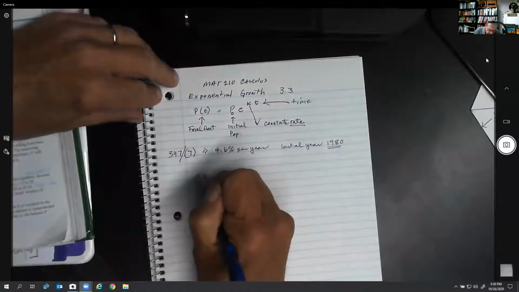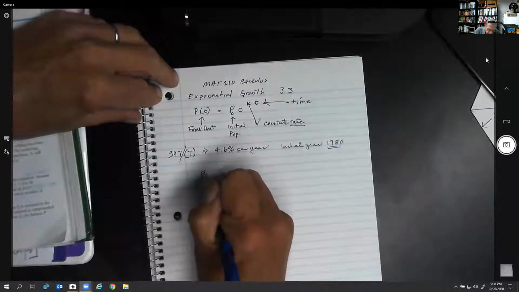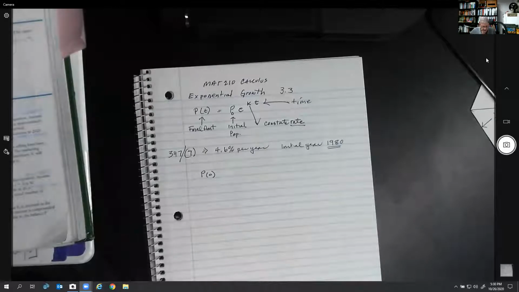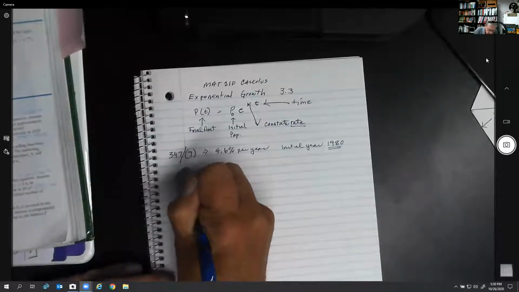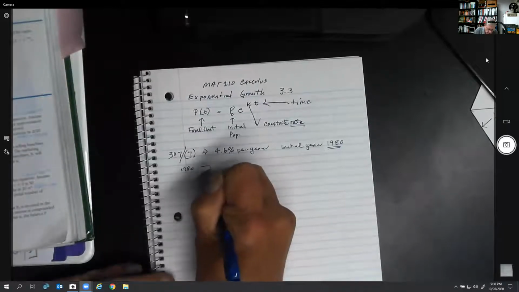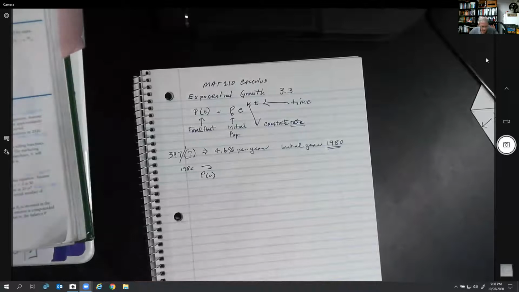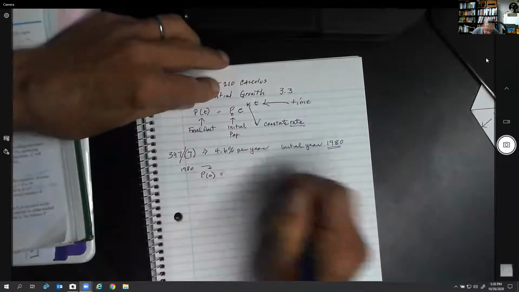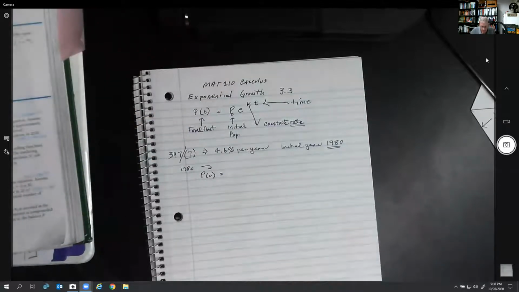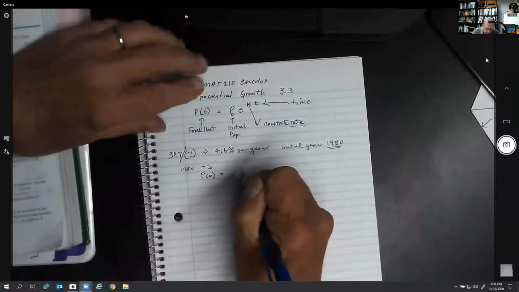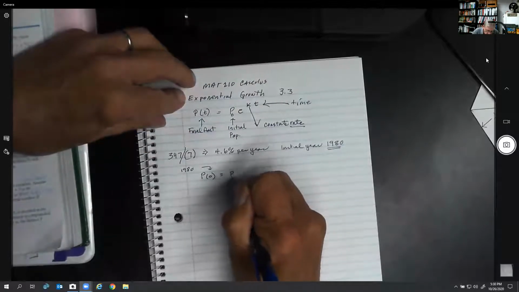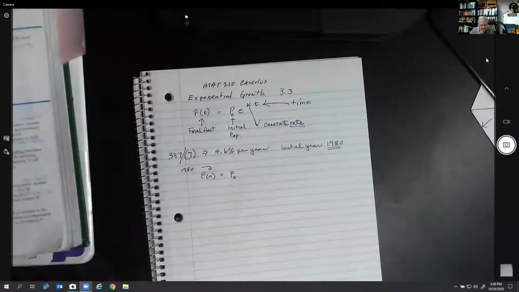So we're going to say the population in year 0, which is 1980, but we're going to just put a 0 here to start off with, is equal to the initial population. We don't know what that is. We're writing a general formula. We didn't know how many patents there were back then.